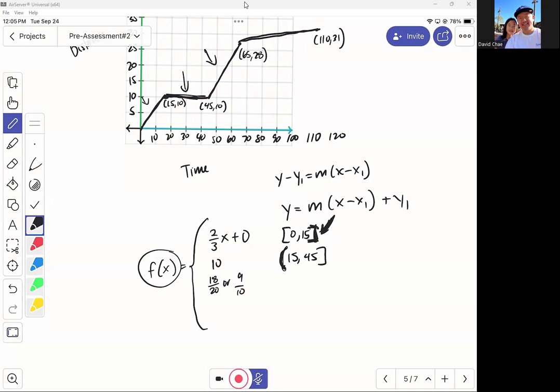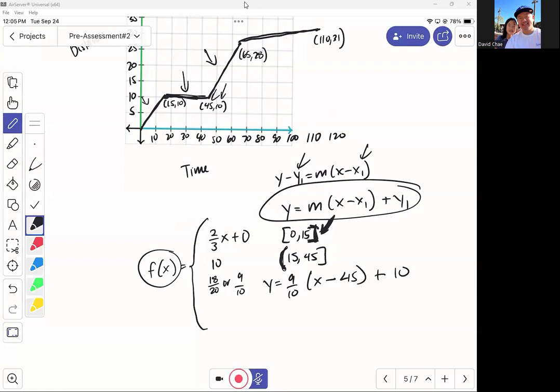And start with and plug in for x1 and y1. Plug in the 10 and the 45. So in other words, I'm going to use this right here. Y is equal to 9 over 10, which is the slope. Then x minus 45 plus 10. Does that make sense? All right.